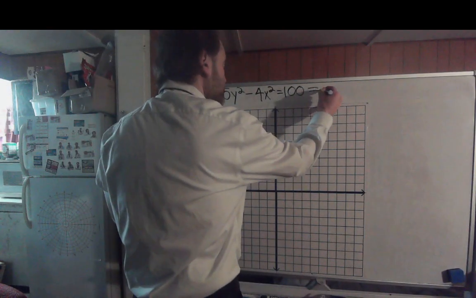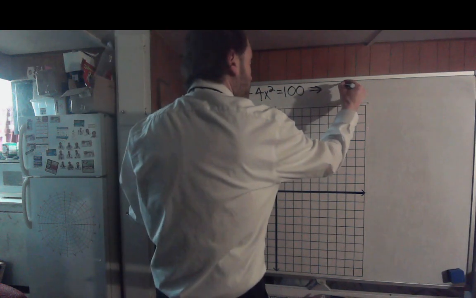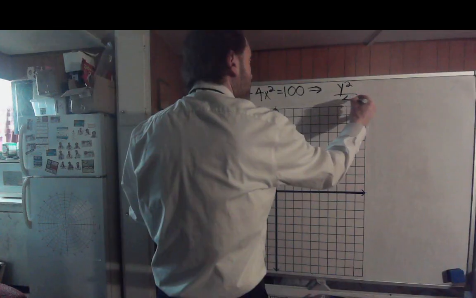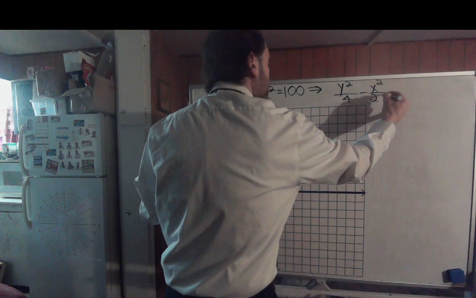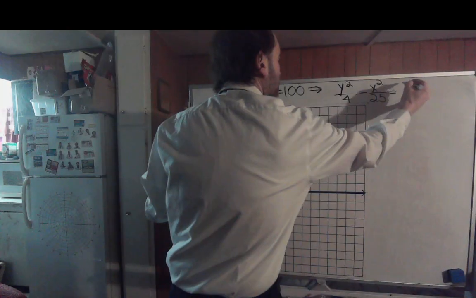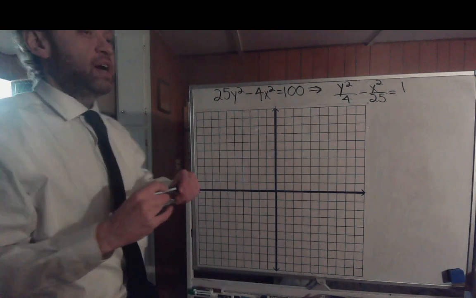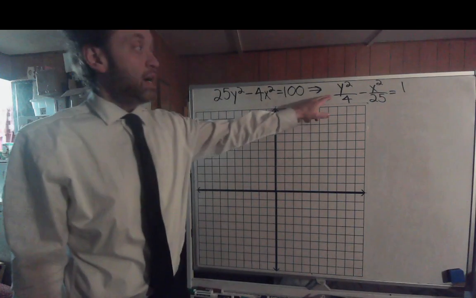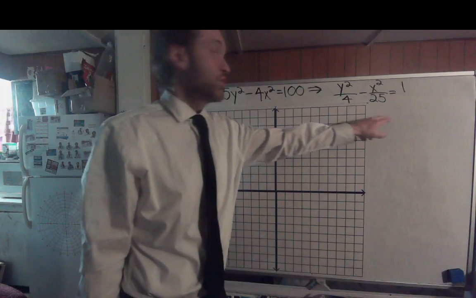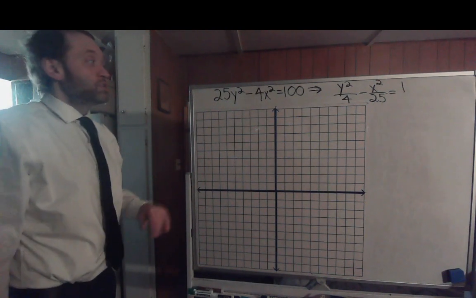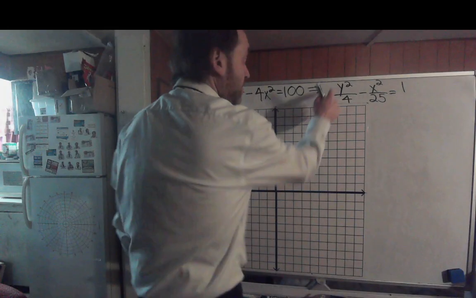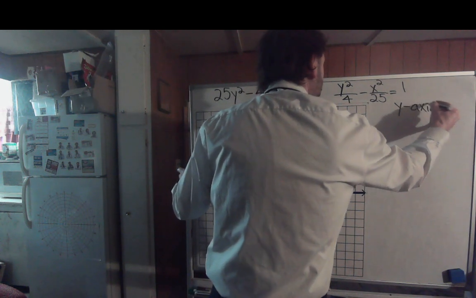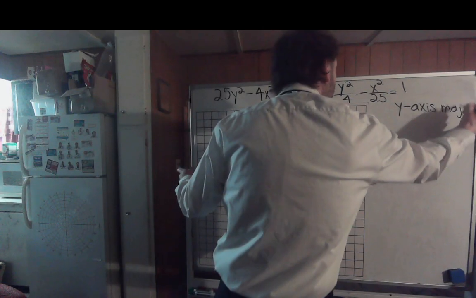If we do that, you'll end up getting y squared over 4 minus x squared over 25 equals 1. Now you have an equation of a hyperbola you can work with. So we got the hyperbola. Now, which axis is the major axis? The y comes first, so the y-axis is the major axis. So that much is clear.